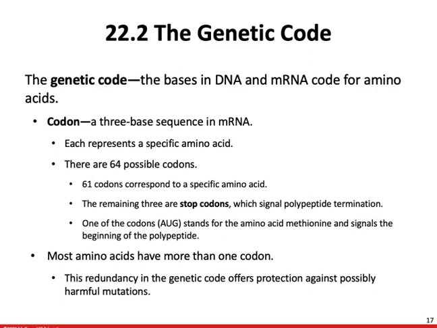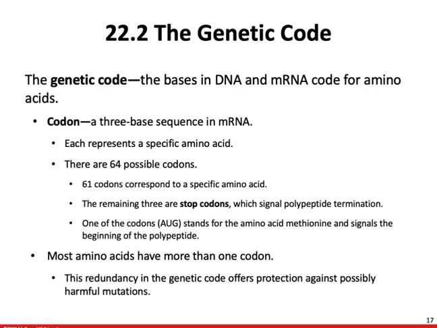There are 64 possible codons, 61 of which correspond to a specific amino acid. The remaining are sort of punctuation codons. They're going to be stop codons or start codons. They're going to let us know when the sentence begins or ends. One of those codons, AUG, specifically stands for the amino acid methionine. Methionine signals the beginning of the polypeptide. Most amino acids have more than one codon.